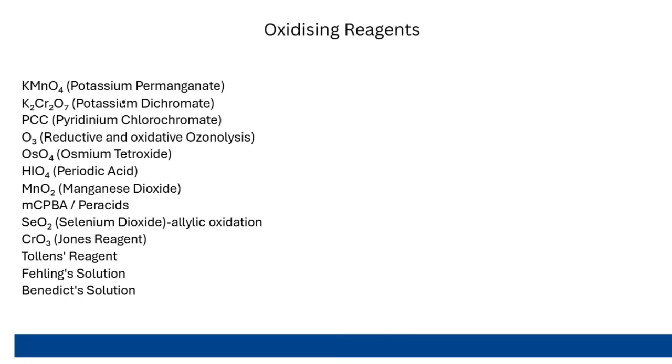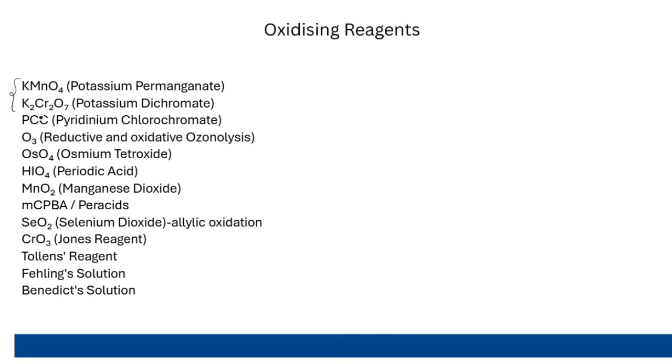For example, KMnO₄ can be used as a strong oxidizing reagent which can convert alcohols to carboxylic acid. Whereas K2Cr₂O₄, nothing but potassium dichromate, can be used to convert the alcohols to carbonyl compounds. PCC is a very selective oxidizing reagent. It always converts primary alcohol to aldehyde and secondary alcohol to ketone. No further oxidation when it comes to PCC.